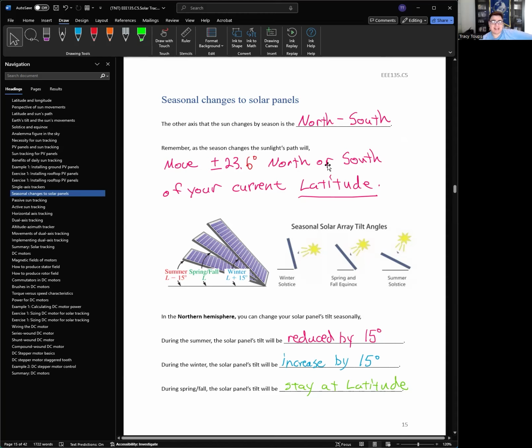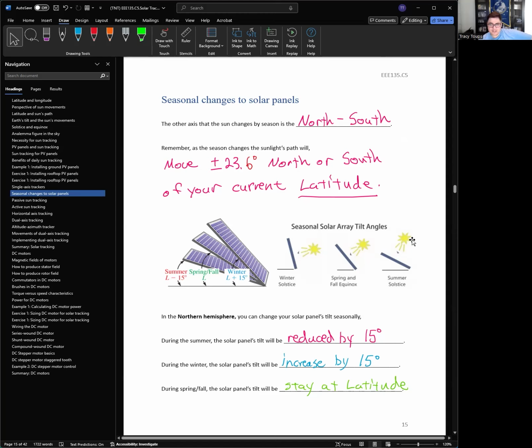Okay. And in the wintertime, we need to add some degrees because the sun will be more angled towards the horizon, since we're further away from the sun. So this panel tilt needs to happen ideally seasonally. It's a good image to show.